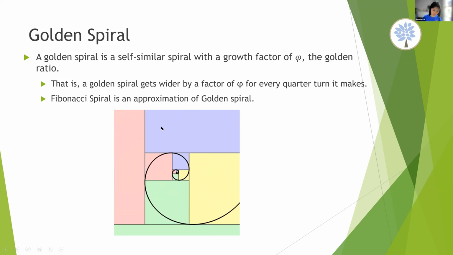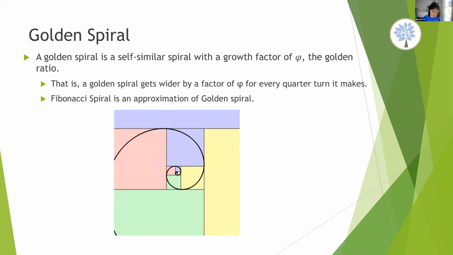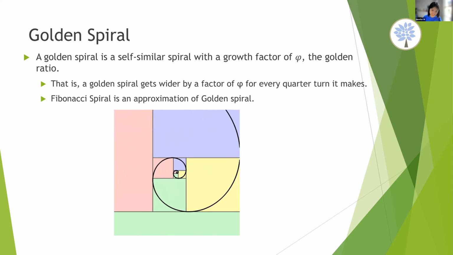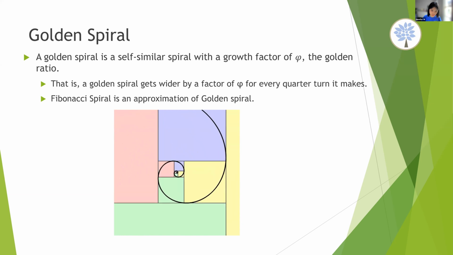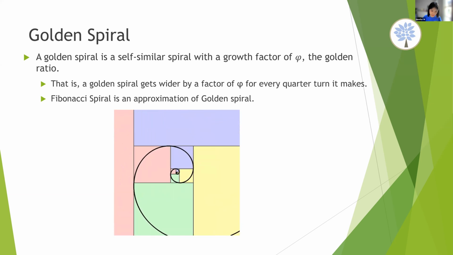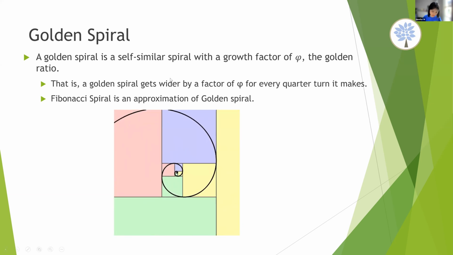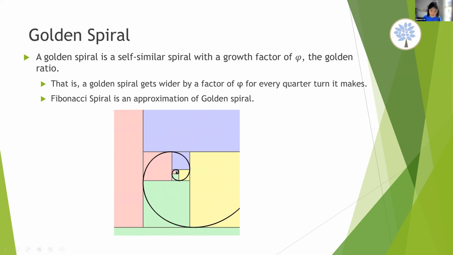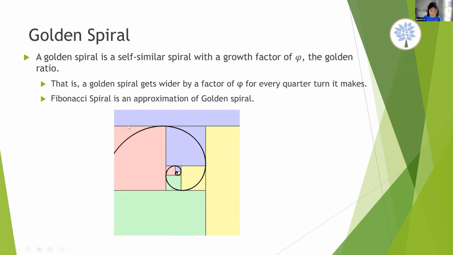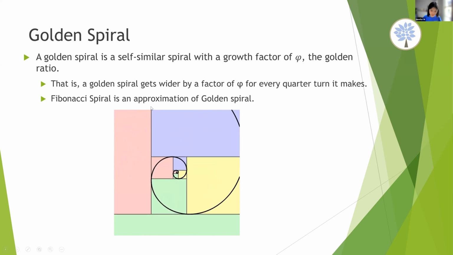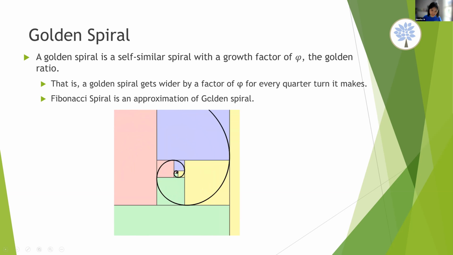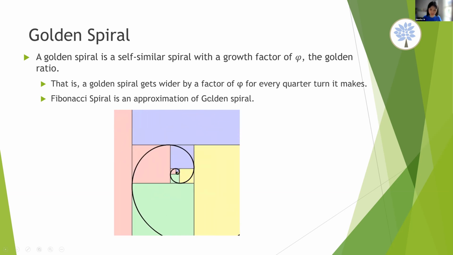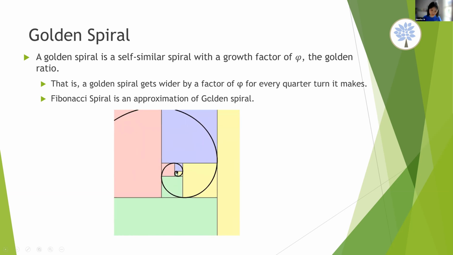As the Fibonacci sequence yields a Fibonacci spiral, the golden spiral is a self-similar spiral with a growth factor of phi, the golden ratio. That is, a golden spiral gets wider by a factor of phi for every quarter turn it makes. The Fibonacci spiral is an approximation of the golden spiral, since the ratio of consecutive terms in the Fibonacci sequence approaches the golden ratio.